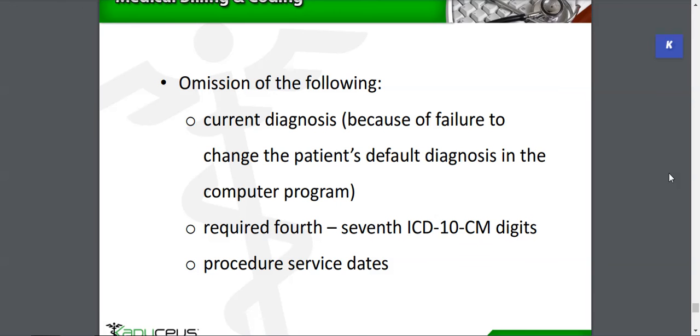The required 4th through 7th digit of the ICD-10 CM digits and the procedure service dates. Make sure that you put the correct dates, because what if you're not open on Saturday? What if you're not open on Sunday? That typically throws a red flag to the insurance company, especially if those dates are not typically used for procedures. So be careful of that.